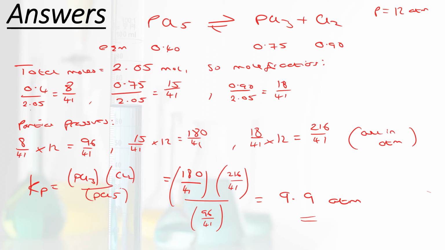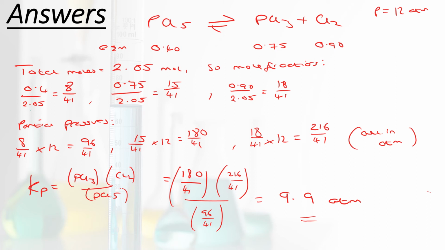And we were told that the amount of each gas present at equilibrium was 0.4 moles of the PCl5, 0.7 moles of PCl3, and 0.9 moles of the chlorine. So remember, the first thing we need to do, because we need to calculate partial pressures, is to have a mole fraction. So we need to calculate our mole fraction first.